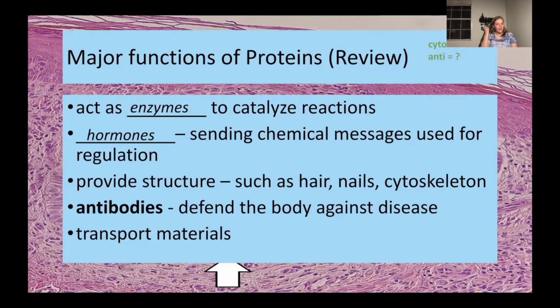Proteins can also provide structure for bodies. For example, the hair and the nails in your body are made of keratin, which is a type of protein. Your cytoskeleton in your cells is made of proteins. The muscle fibers in your body that help you move are made of proteins. All kinds of structural components.